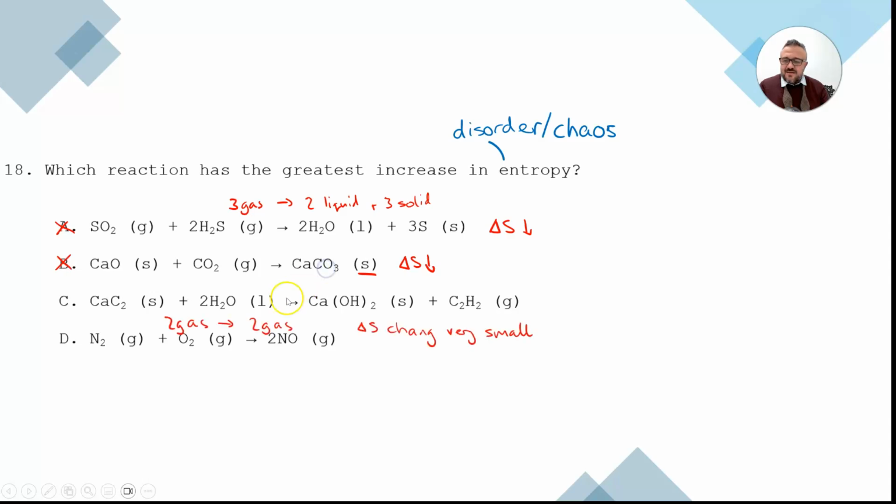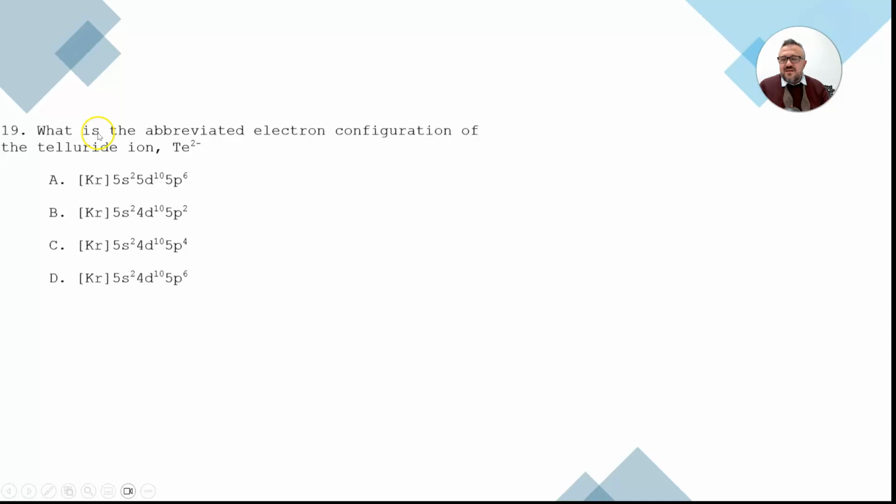So B's out. We skipped C. D has 2 gas to 2 gas, so any change in delta S is going to be very, very small. In fact, this is actually slightly less chaotic because we're bonding these together. Then we have a solid plus a liquid going to a solid and a gas. That's more chaotic, the greatest increase in entropy. The answer is C. So then let's have a look. What is the abbreviated electron configuration of the telluride ion?